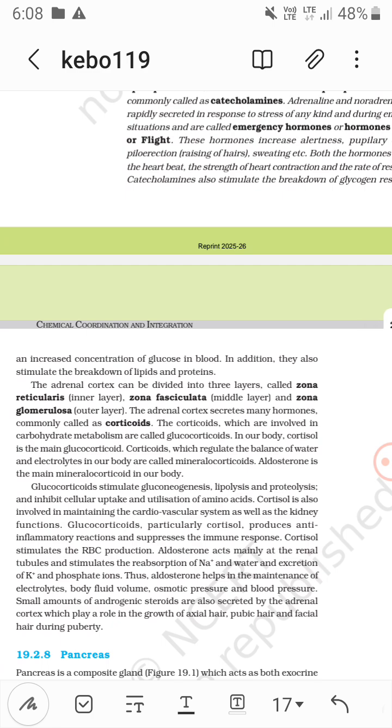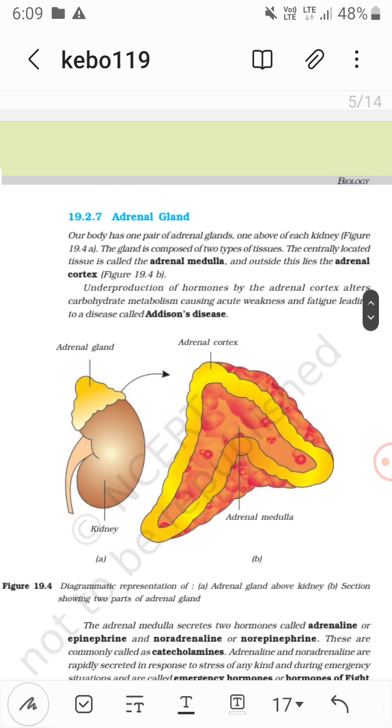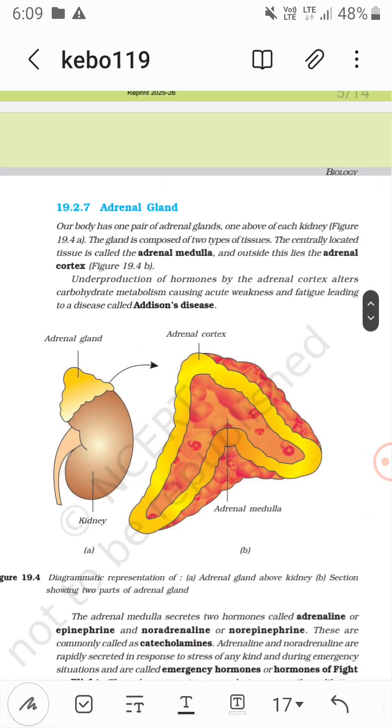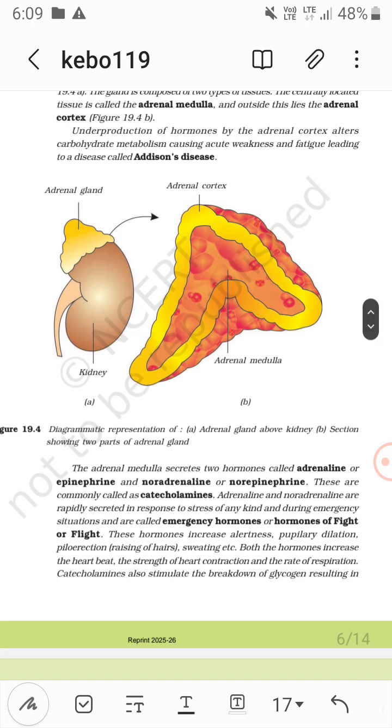And now the adrenal cortex. There is also Addison's disease, which is underproduction of hormones by the adrenal cortex, that is glucocorticoids, a type of corticoid, that alters the carbohydrate metabolism and causes acute weakness and fatigue. So this is Addison's disease, right? Now you see in the diagram the adrenal gland on top of the kidney, the adrenal cortex on the outside, and the adrenal medulla on the inside.